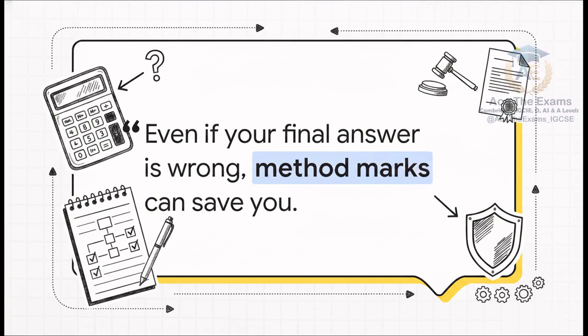But if you write down the formula, substitute the numbers clearly on the page, and then make a calculator error, the examiner will see your logic. They will award you the method marks. Your process is honestly often worth more than your final destination. You need to treat your exam paper like a legal document, where you have to prove your case beyond a reasonable doubt, step by step.